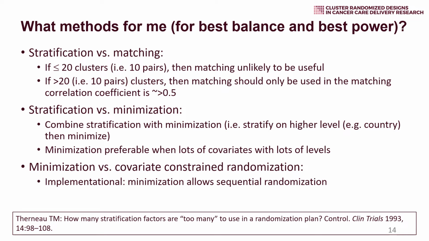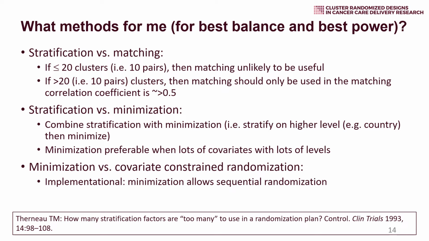So what method might be best in a particular setting, when we're thinking about best in terms of which of these methods will produce us the best balance across intervention and control clusters? So the question about stratification or matching. If there are fewer than around 20 clusters, i.e. 10 pairs, then matching is unlikely to be useful. If you have more than 10 pairs of clusters, then matching should only be used if this matching correlation coefficient is greater than about 0.5, and remember this arises in settings with a large cluster size or a large ICC.